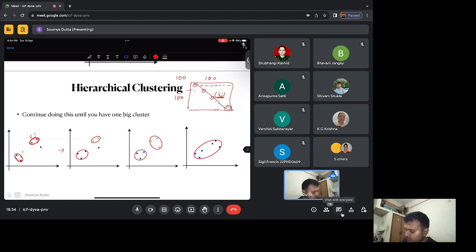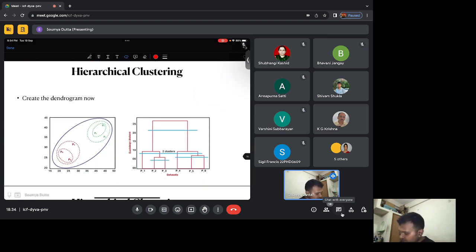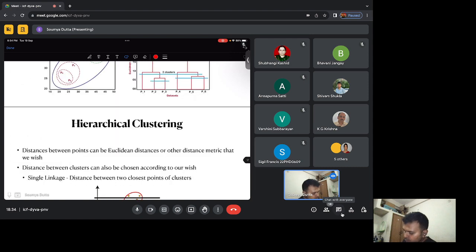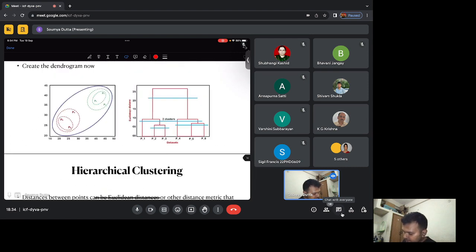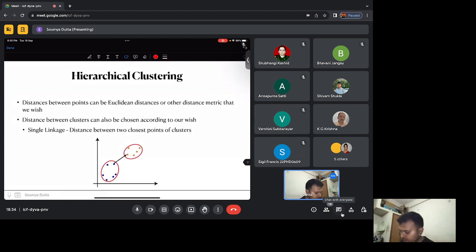Let me come to that in some time. But before that, let me go through what the dendrogram represents, or maybe I will first look at the single linkage only. So the first point is distance between points, which can be the Euclidean distance or any other distance metric that we wish. That is our wish.